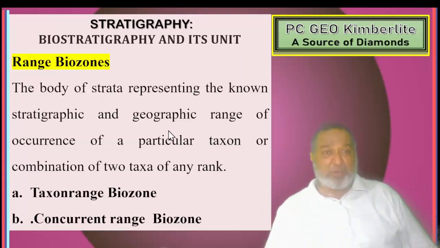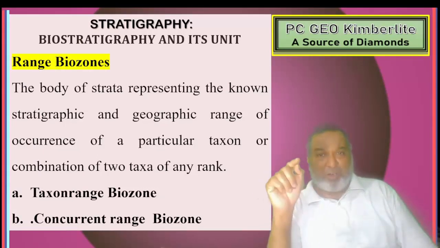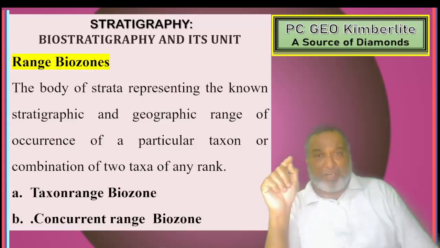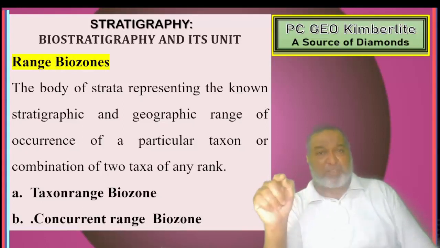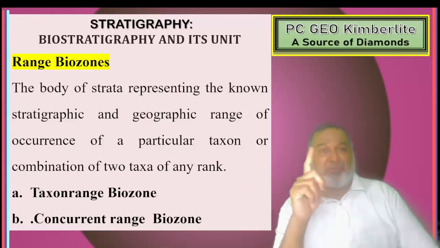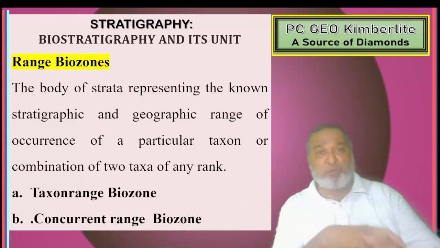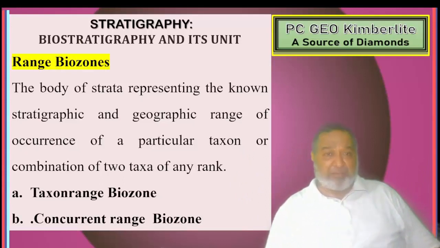That we called as a taxon. Then the range biozone. Range biozone: the body of strata representing the known stratigraphic and geographic range of occurrence of a particular taxon or combination of two taxa of any rank. That is the taxon range biozone or concurrent range biozone.